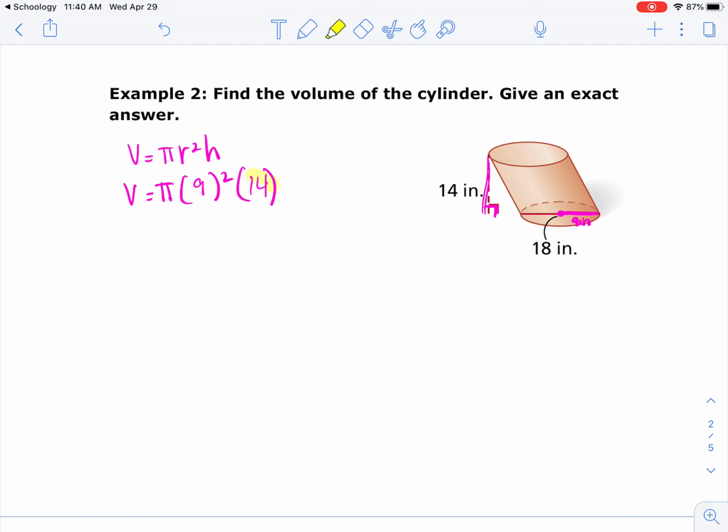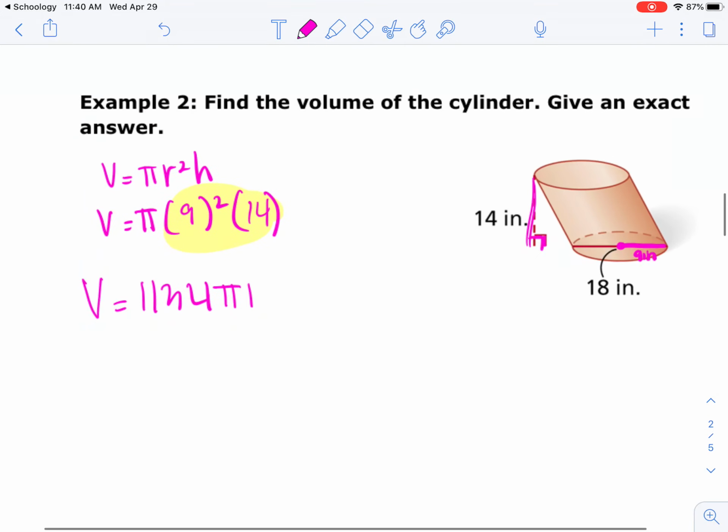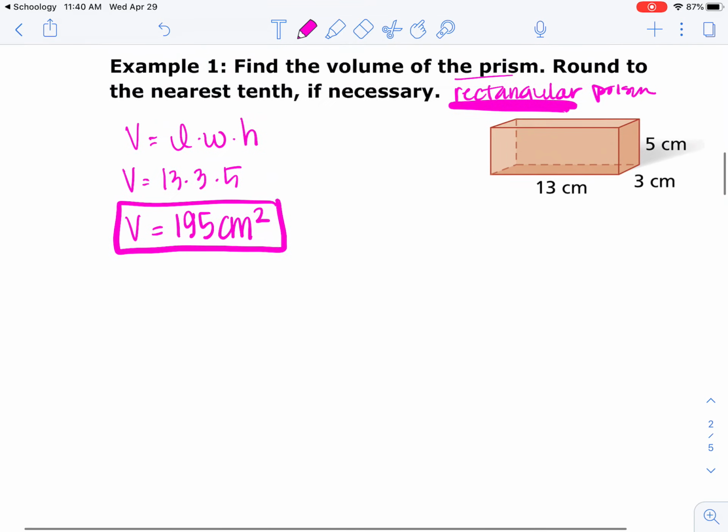I want an exact answer, so I'm not going to put pi in my calculator. Instead, I'll put this in my calculator. So 9 squared times 14, and I get 1,134. But remember, I didn't put pi in my calculator, so pi inches. Ooh, I put inches. And I zoomed out because I know I made a mistake already on the last one. Cubed. So volume is in cubic inches like the definition says.